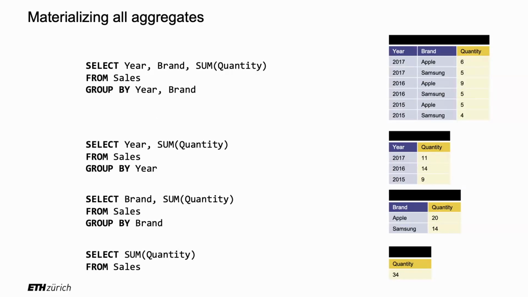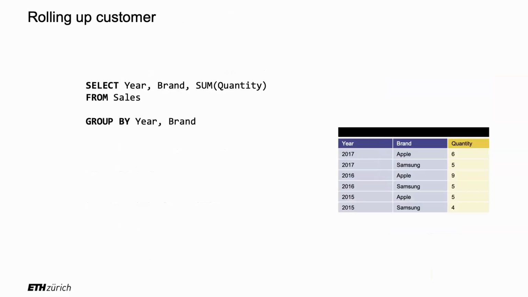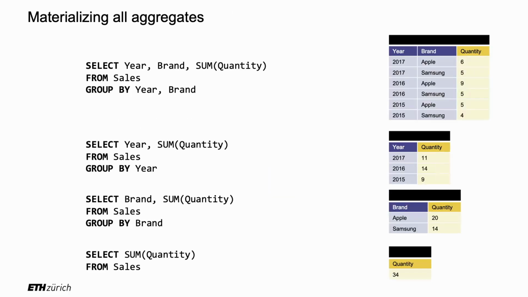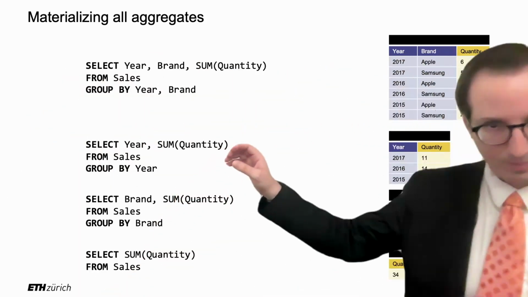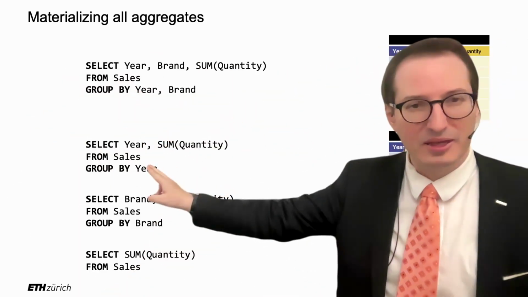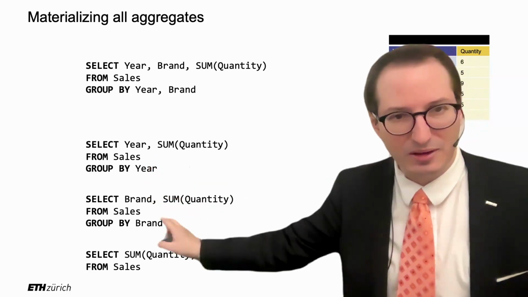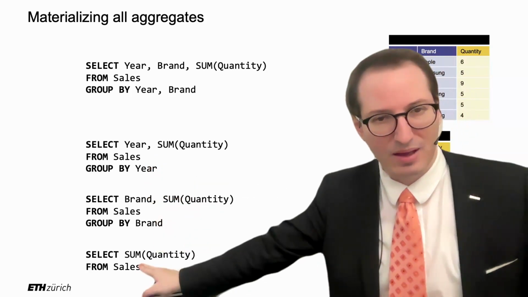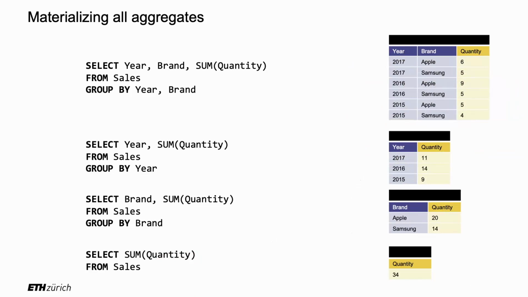Okay. So this is just what I've done before, right? 1, 2, 3, 4. I just put them on my slide in here. Even one more. So here I have the dicing on year and brand. So customer is rolled up. Here I roll up everything but year. Here everything but brand, and here I have the total sum, right?